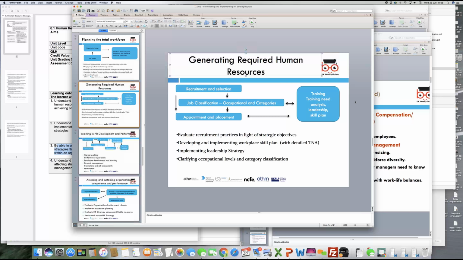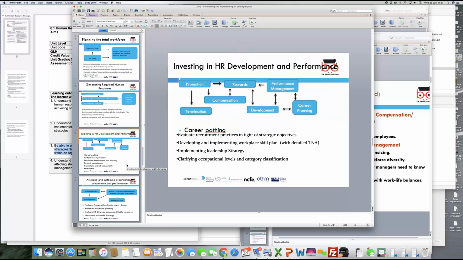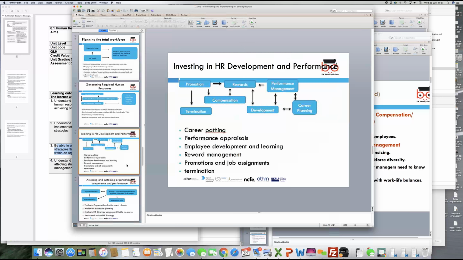So this is nothing but looking at the required process of training and developing that strategy. And last, again, what we look at is that the HR also has to invest.